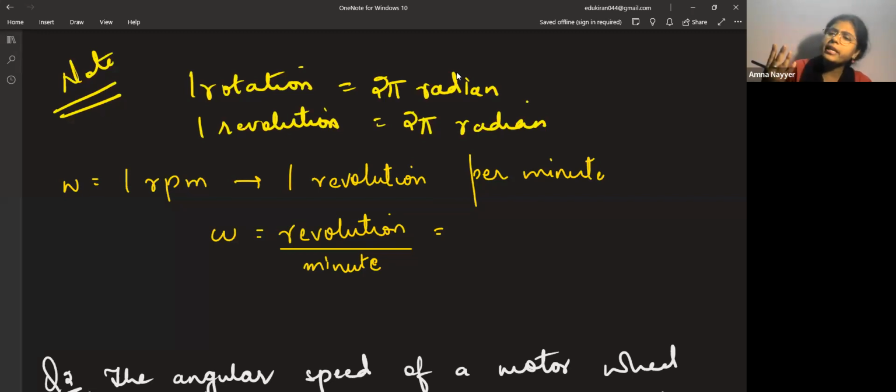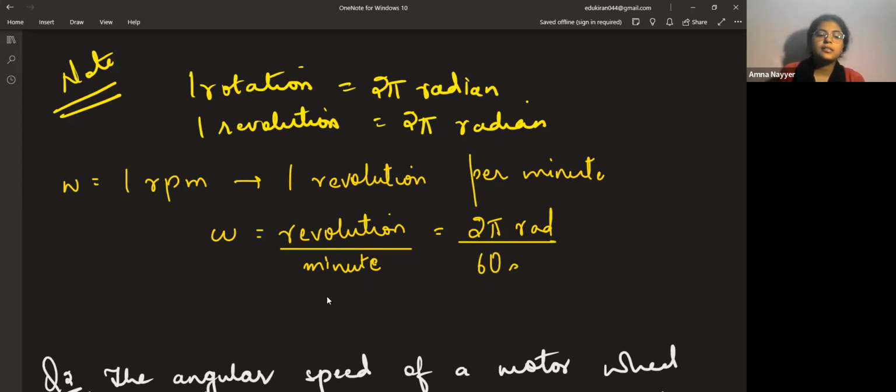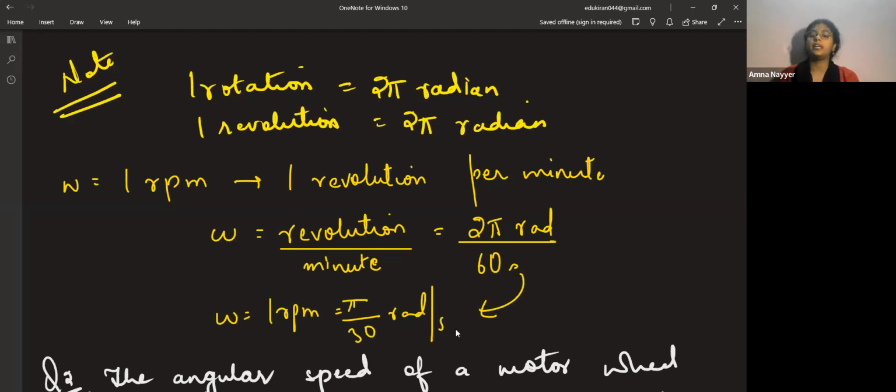You can think of it like you already have a circle. What would be the complete angle of the entire circle? We take it as 360 degree. So this becomes 2 pi radian. Correct? And 1 minute means 60 seconds. So basically you have to write 1 RPM is equal to pi by 30 radian per second. If you reduce it, this is how you have to apply it in your questions.